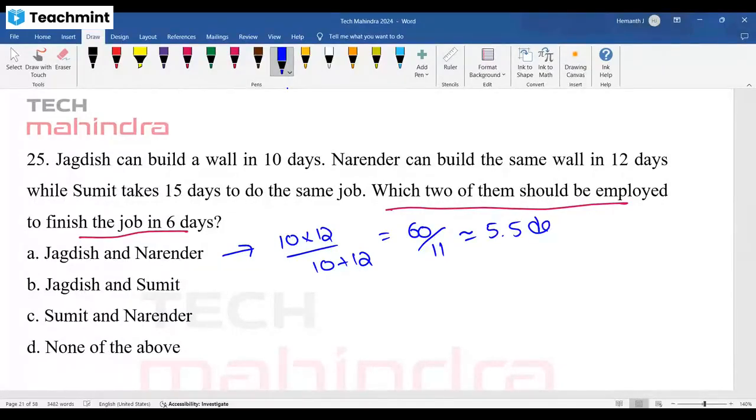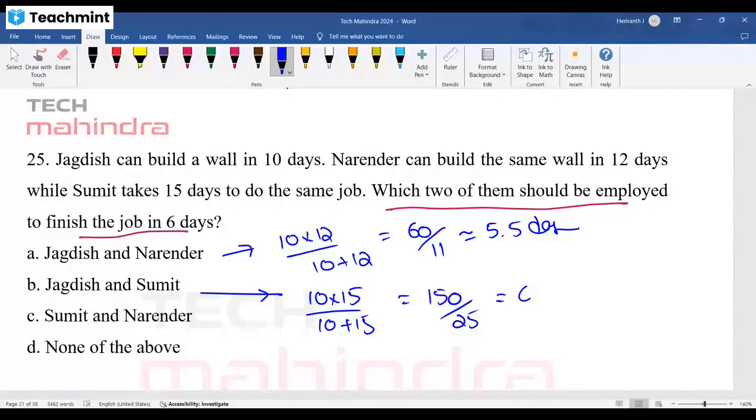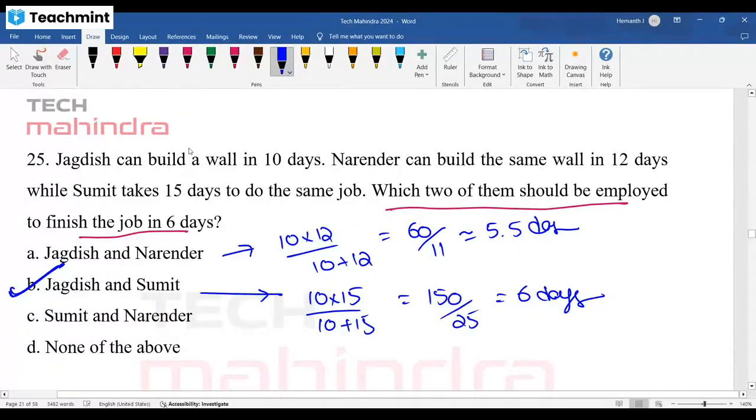No. Next, Jagdish and Sumit. 10 into 15 divided by 10 plus 15, 150 divided by 25, exactly 6 days. Option B is correct. So when you want to do together, product divided by summation.